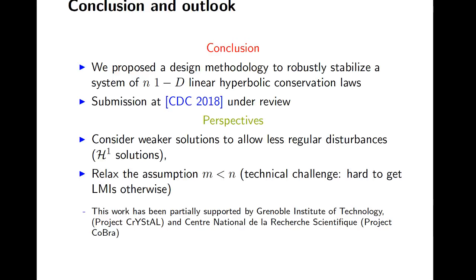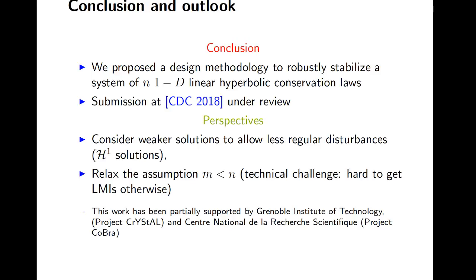So let me conclude. We proposed a design method to robustly stabilize a system of n 1D linear hyperbolic conservation laws. So we have a submission at CDC under review. Hopefully it's going to work out. So there are a bunch of perspectives. This is work that I just started.